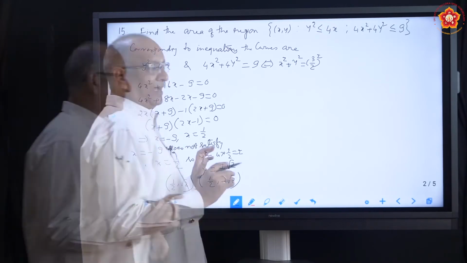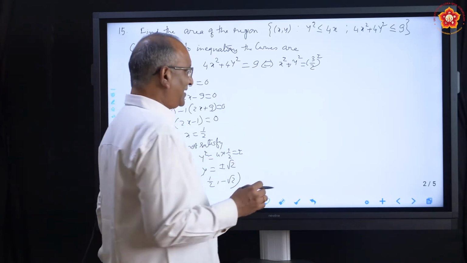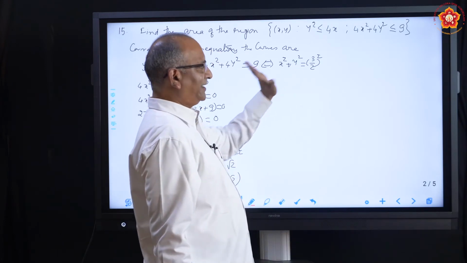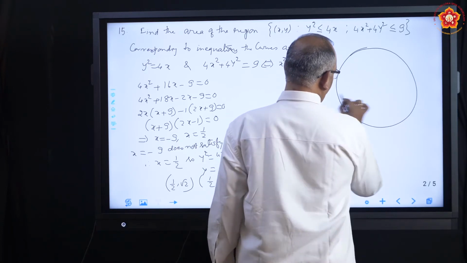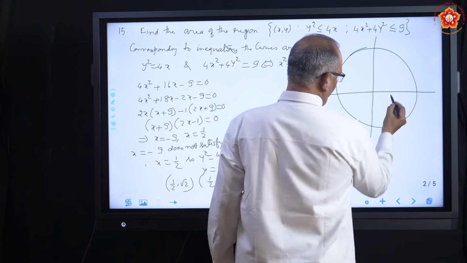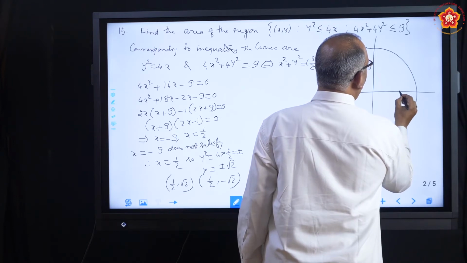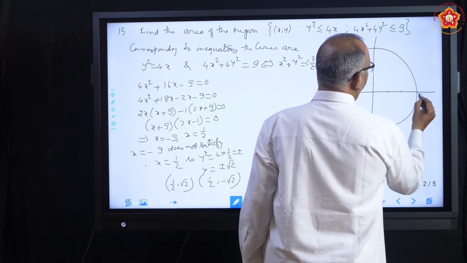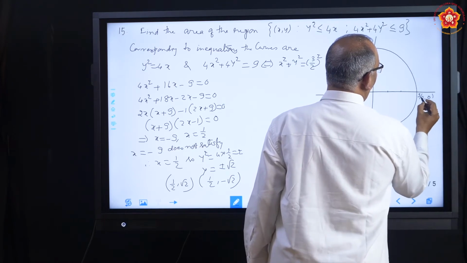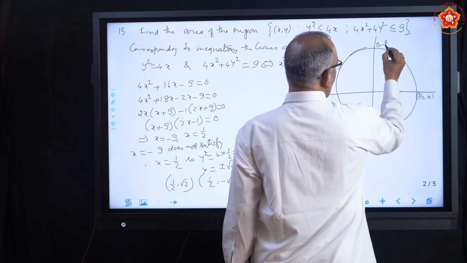Now draw the graph. As I mentioned to you, in areas we need not be exact. If you just draw a rough diagram, that is good enough. Here we have a circle with radius 3 by 2. So let us say here is a circle. Let us say this is 1. This is 1.5, that is 3 by 2. Remember 3 by 2 is the radius. Similarly, this is going to be 0 comma minus.